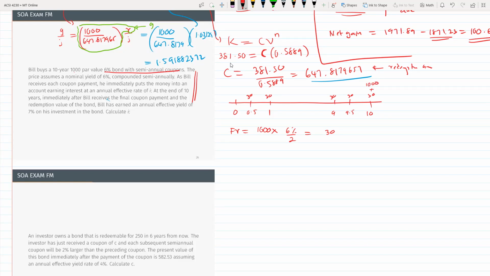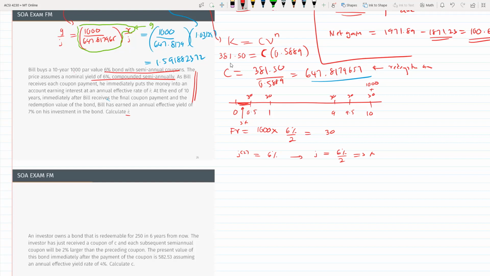The price assumes a nominal yield of 6% compounded semi-annually. Okay, so the J2 is 6%. So then the 6-month effective rate is 6% divided by 2, which is 3%. Okay, so for six months it's a 3% rate. As Bill receives each coupon payment, he immediately puts the money into an account earning interest at an annual effective rate of I. At the end of 10 years, immediately after Bill receives the final coupon payment and the redemption value of the bond, Bill has earned an annual effective yield of 7% on the investment in this bond. Calculate I. Okay, so let's just calculate the price of the bond.